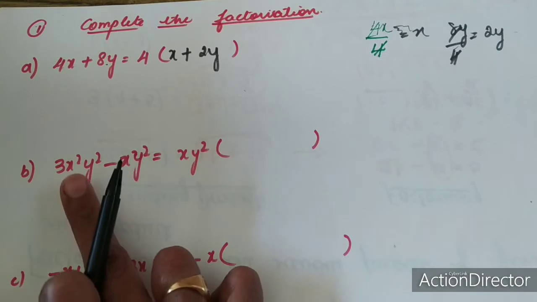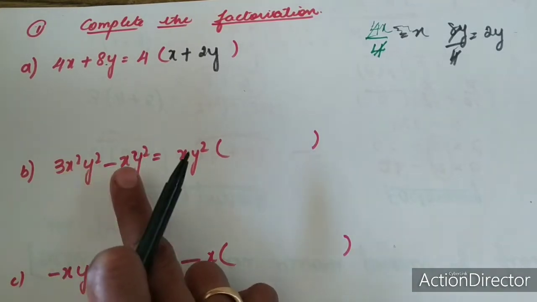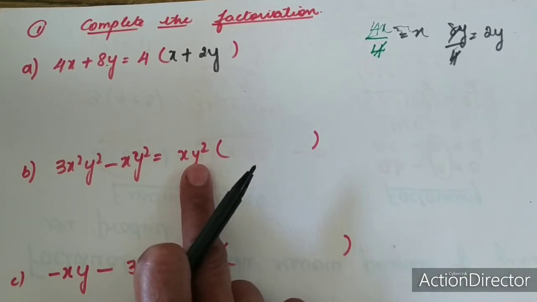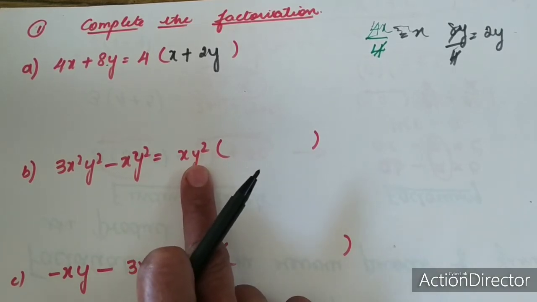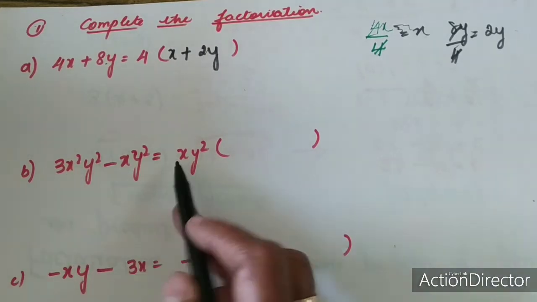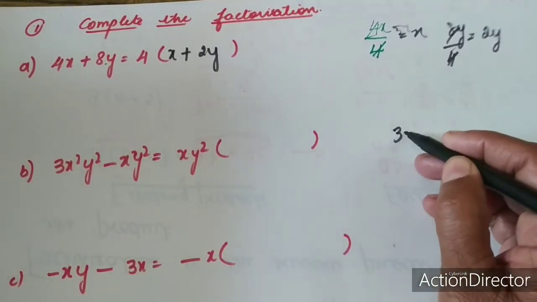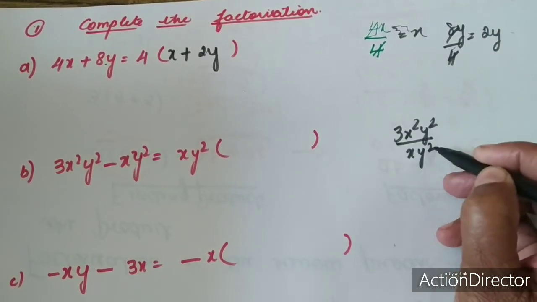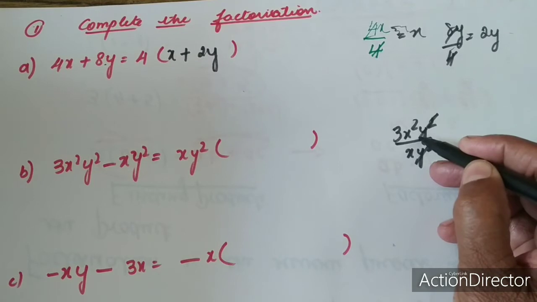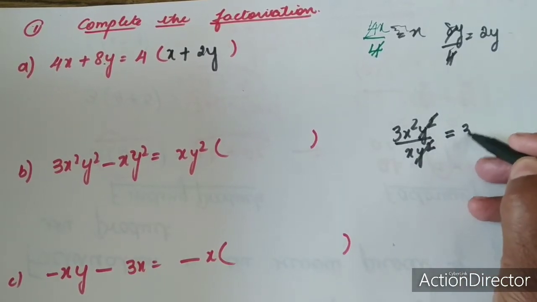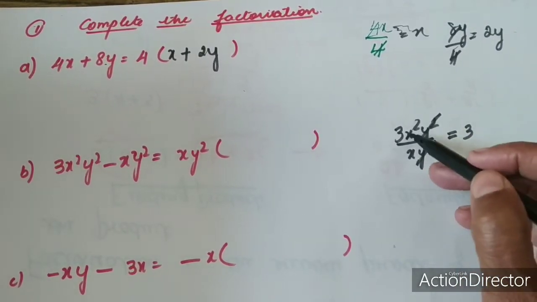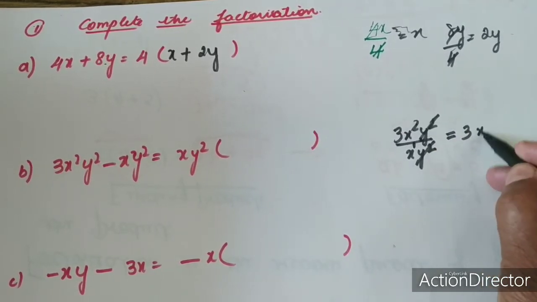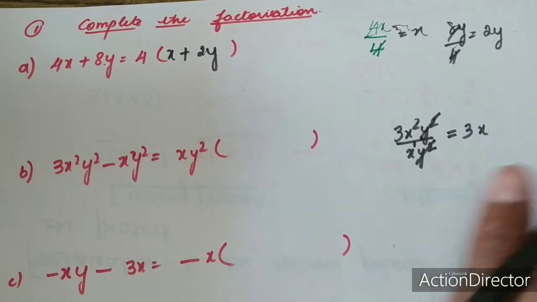So coming to the second example, 3x square y square minus xy square. They have taken the HCF as xy square. Now when you divide each term by the HCF, let me see what I am getting. 3x square y square divided by xy square. So y square and y square will get cancelled, and I will get 3. When the bases are the same, you can subtract the powers. So 2 minus 1 will be 1. So I will be getting x power 1, which can be written as 3x.